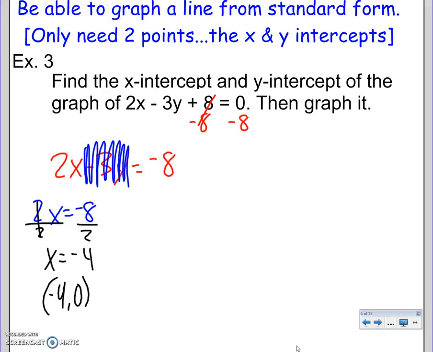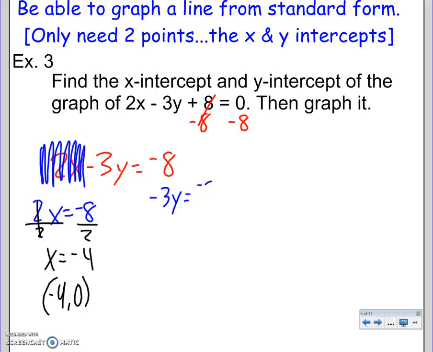Alright, if I want the y-intercept, I ignore the x part. Make sure you keep the sign in front of y. So this is -3y equals -8. Again, just simple division, just one step. I have y equals positive 8/3. So as a coordinate, that's 0, comma 8/3.